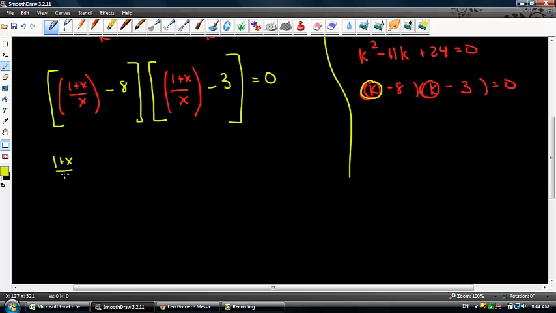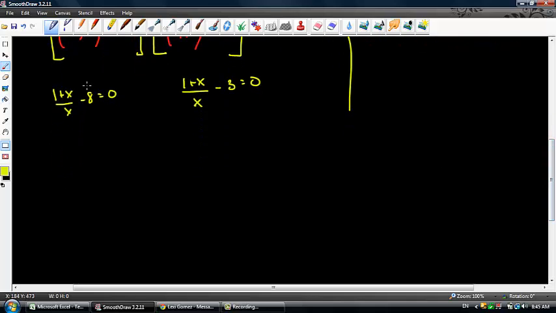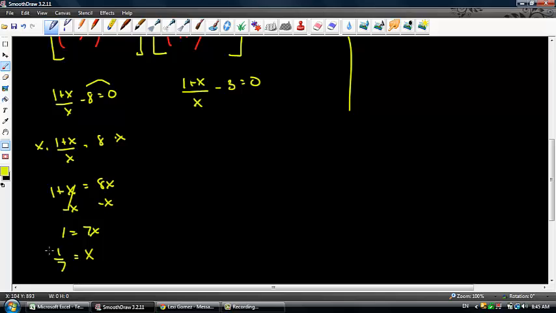And now I'm going to solve each one. 1 plus x over x minus 8 equals 0. 1 plus x over x minus 3 equals 0. I'm going to move through these a little fast. I'm going to add 8 to both sides. So I get 1 plus x over x equals 8. Multiply both sides by x. 1 plus x equals 8x. Subtract x from both sides. 1 equals 7x. x equals 1 over 7.